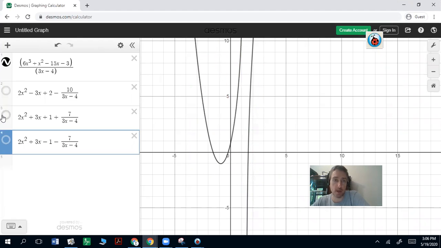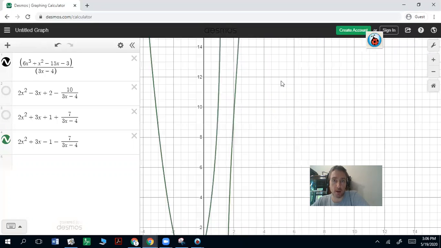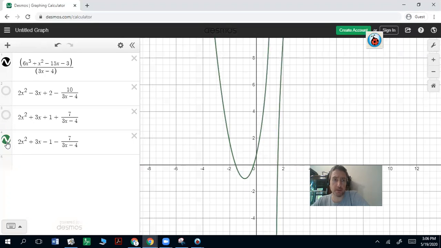If I click on this one, not the same graph. Closer. But this one overlaps it exactly. No matter where I go, if I zoom out, it's going to be the same graph. So that's going to be your answer. So you can bypass the long division steps on this one if you want by doing this.